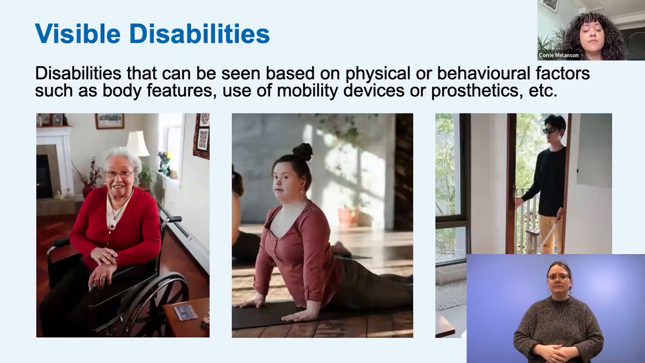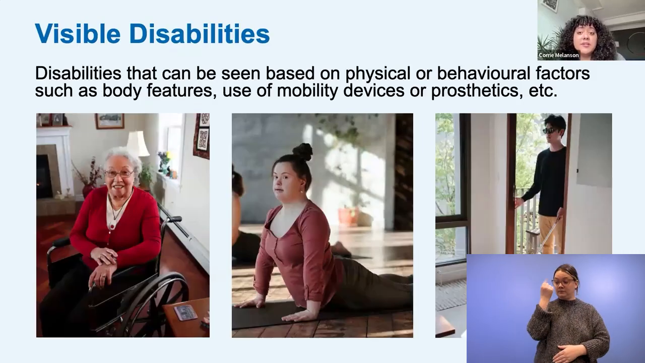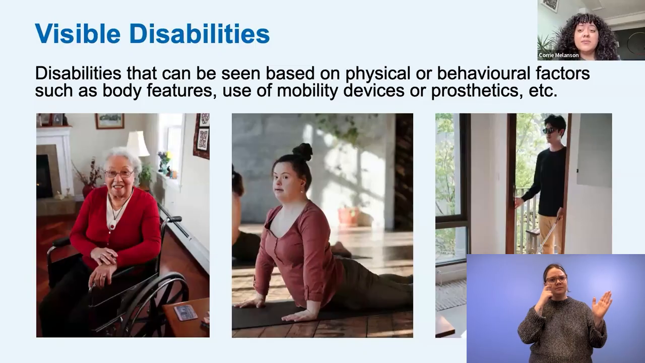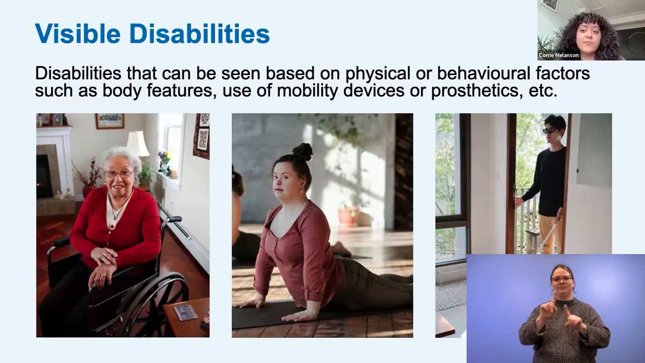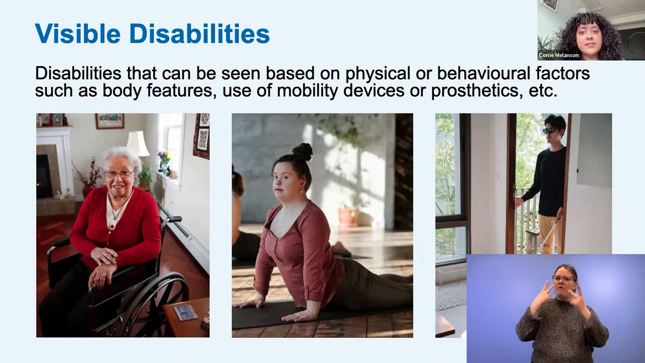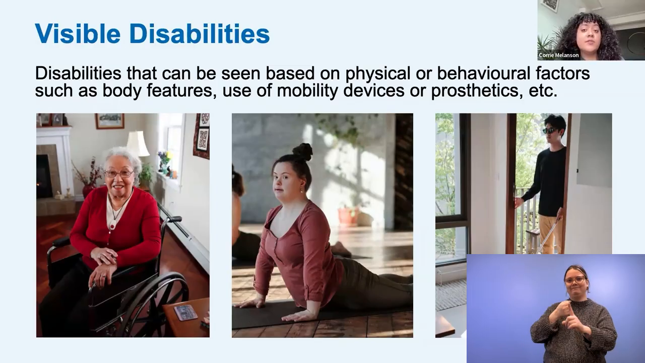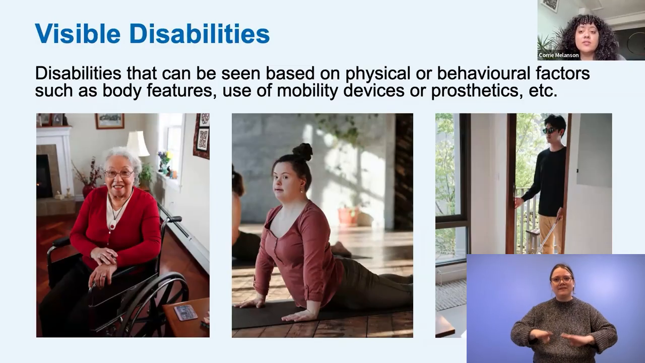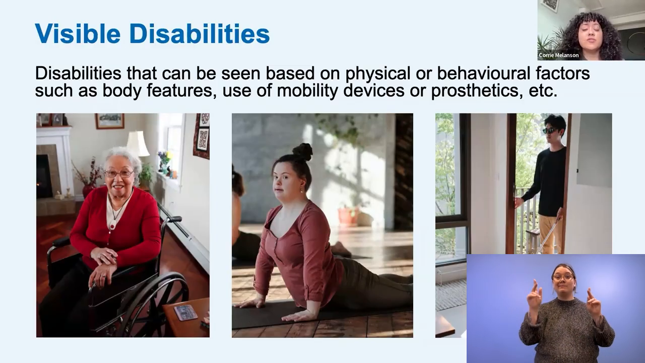And so visible disabilities. To understand disability, we need to recognize that there's a diversity of experiences based on a number of intersecting factors. And one of those factors can be if a disability is visible to the wider society. Most people are familiar with visible disabilities since they affect the way individuals look or behave, such as someone who uses a wheelchair or a service dog to get around.